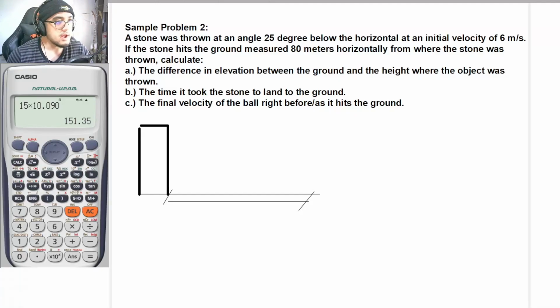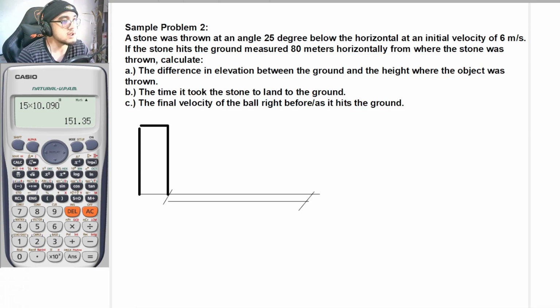Hello and welcome back to Engineering Physics, and for today's video we would now be having an example of a projectile motion with an initial velocity at an angle below the horizontal. In this example, a stone was thrown at an angle of 25 degrees below the horizontal at an initial velocity of 6 meters per second, and if the stone hits the ground measured 80 meters horizontally from where the stone was thrown, we would be calculating the following.